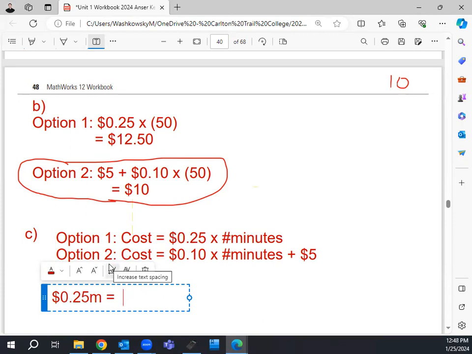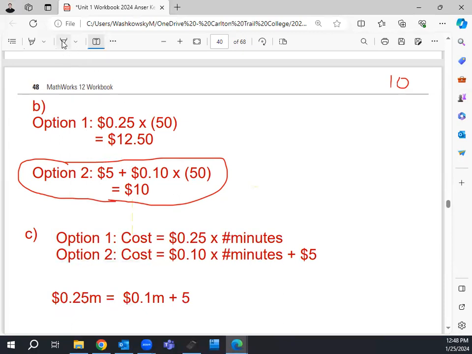So I'm just going to take the other equation, the $0.10 or 0.1 minutes plus 5. So this is an algebra question. Normally when we have an algebra question, we've just had only one of these, right? Now in this case, we have 2. So this is technically an algebra problem.